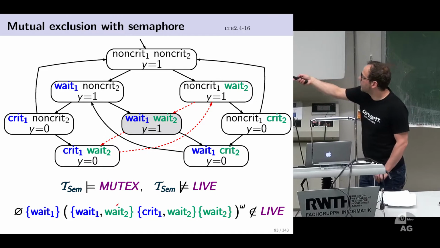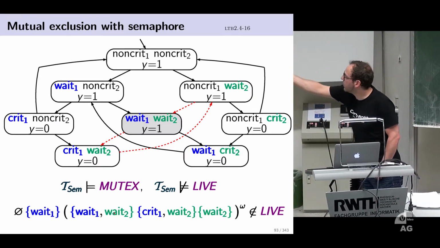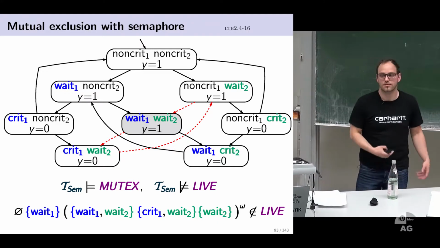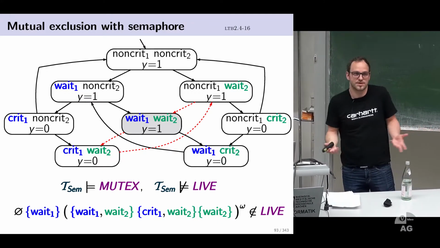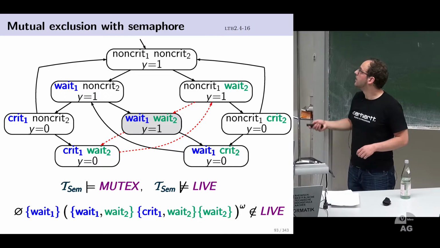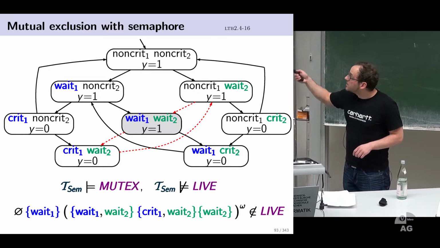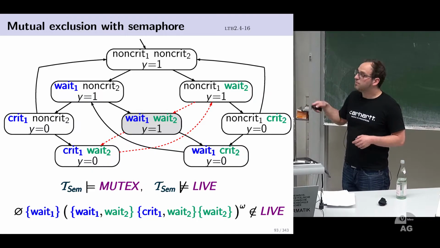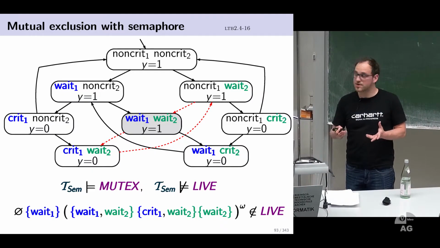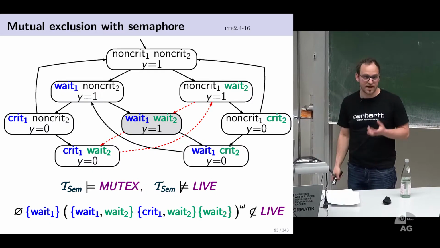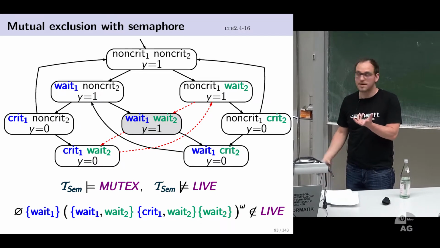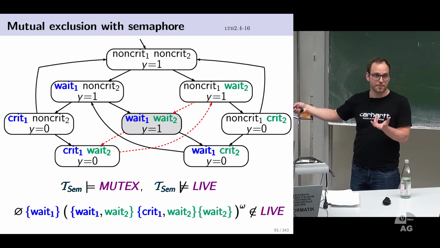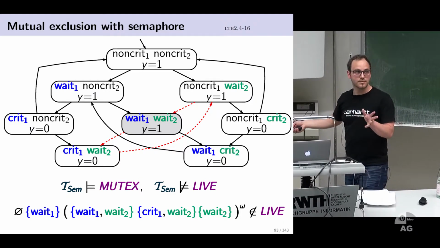Well, why? Because we have wait 2 infinitely often, but at no point do we have crit 2, right? So process 2 never enters the critical section. So in summary, this transition system does not satisfy the liveness property because there are traces in this transition system that are not contained in the set of infinite words that makes up the linear time property. Okay? Good.